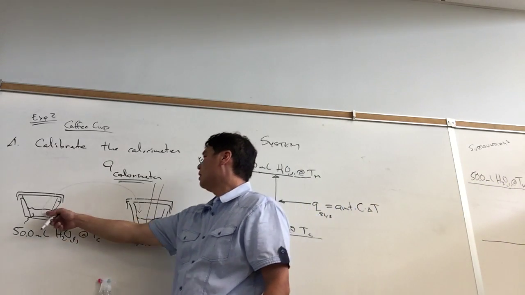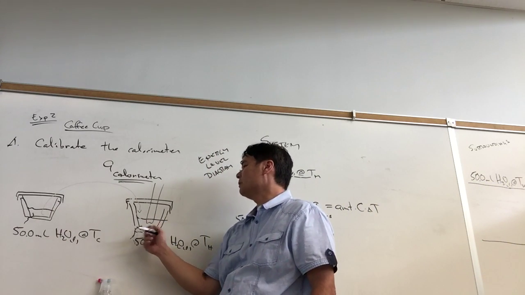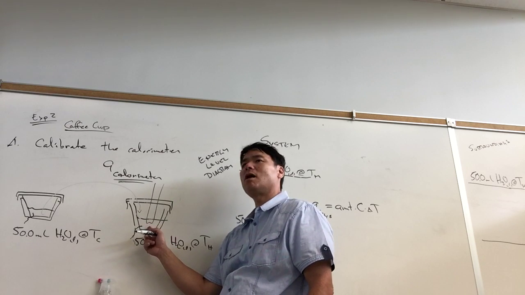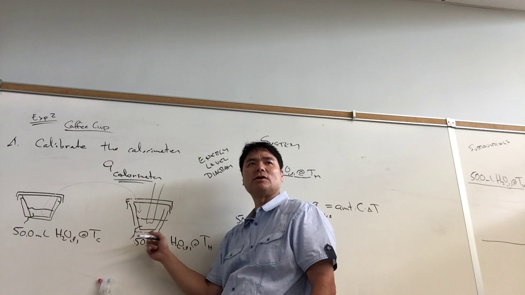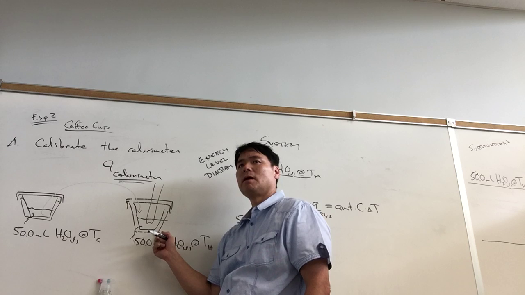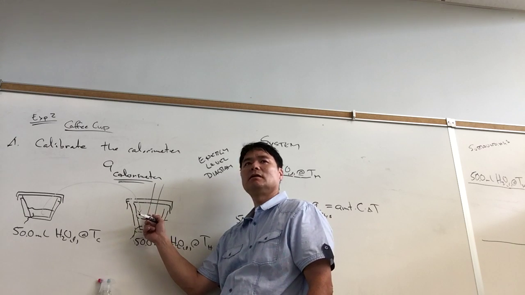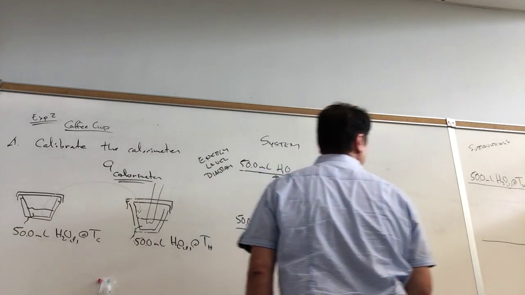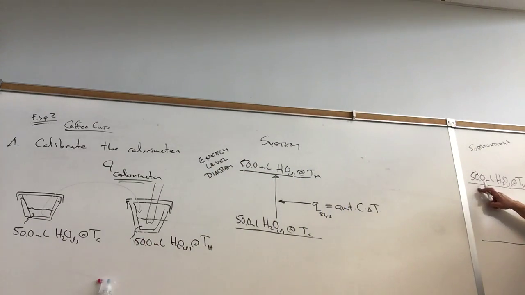And so as the cold water gets mixed in here, it's going to absorb heat from the hot water. But not only is it going to absorb heat from the hot water, the styrofoam cups are also hot. In other words, our calorimeter is hot as well. And so it'll absorb heat from the calorimeter. And so what we say is our surroundings will be 50.0 milliliters of H2O liquid at T hot plus the calorimeter. The calorimeter are the styrofoam cups in the rest of the universe.